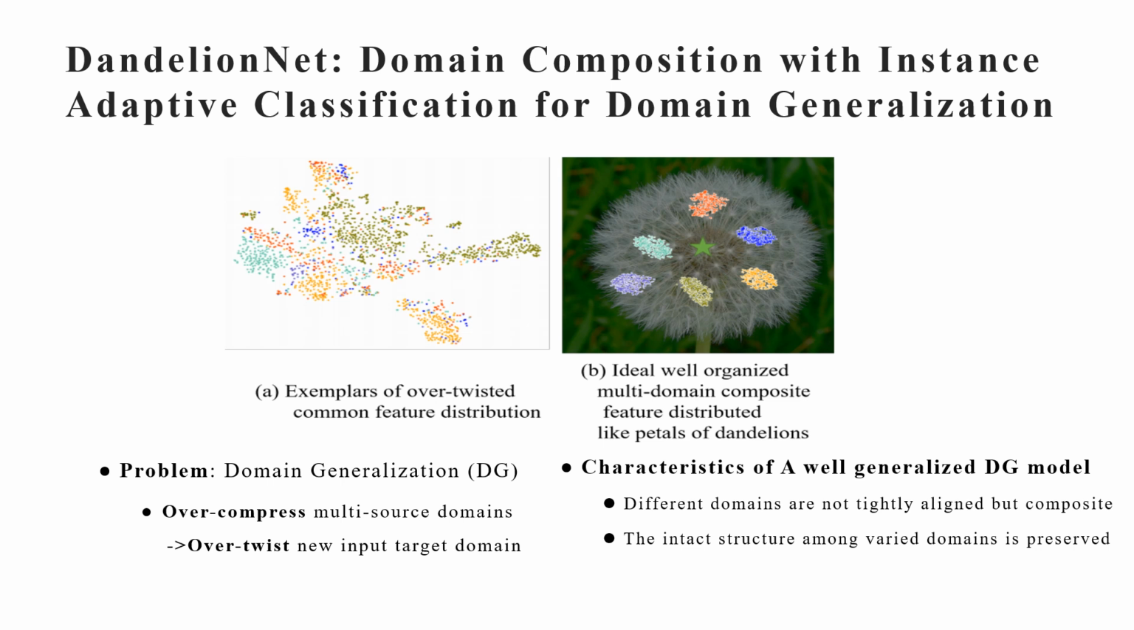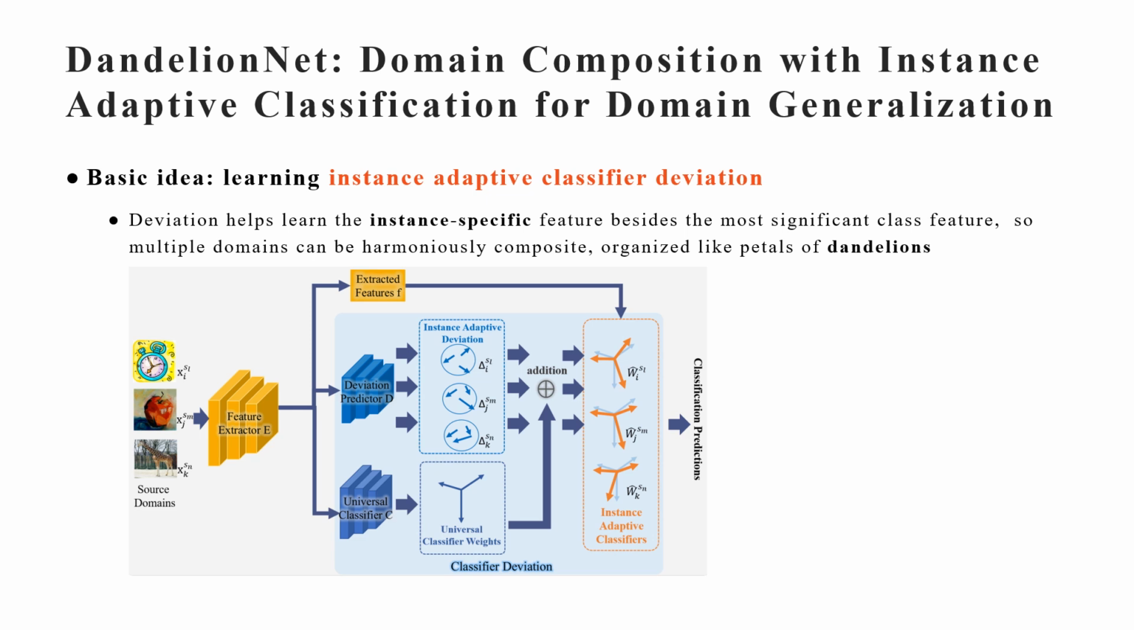So as in Figure B, we think that an ideal and well-generalized model should preserve more holistic information and keep the feature relation structure, which means the domains are composite. Then the model can better adapt to a new domain via use and remix of more remaining and structure-preserved features. Thus, our proposed method tries instance adaptive classifier deviation to help domain composition, making the features organized like petals of dandelions. So our method is named DandelionNet.